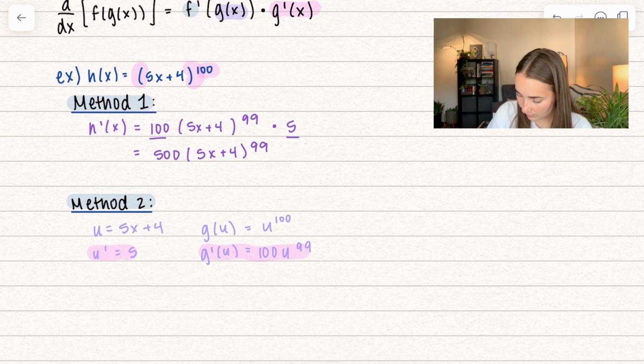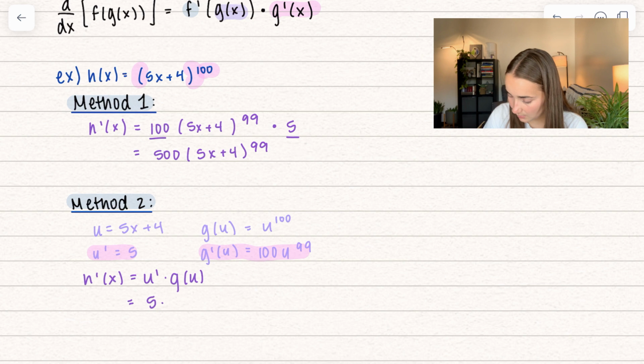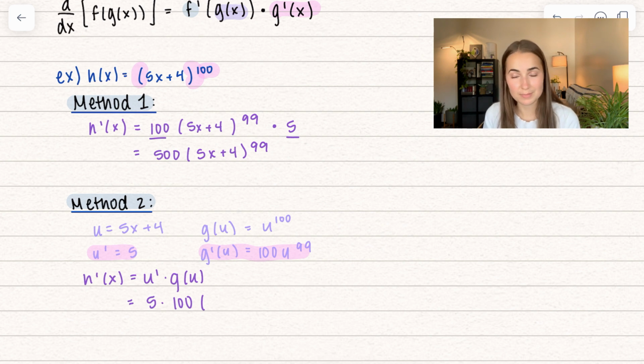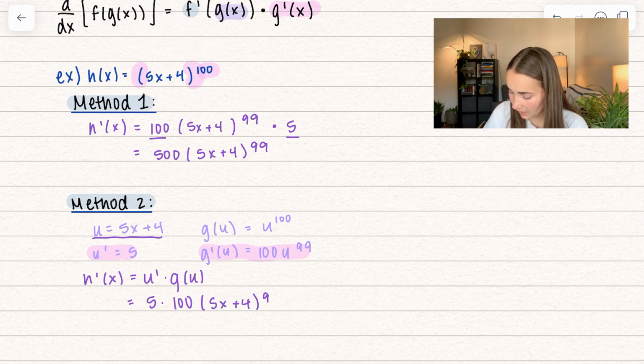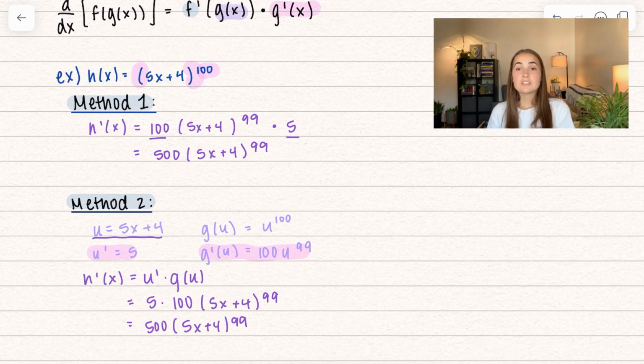So if I were to find the actual derivative, I would have h prime of x is equal to u prime times g prime of u. So when I plug that in, I get 5 times 100. But remember, we're not going to use u because the original problem is in terms of x. So that's why I still need my u up here. I'm going to replace it. So I get (5x + 4) to the power of 99. And when I multiply this out, I get 500 times (5x + 4) all to the power of 99. So that's another method that you can use where you label the different parts and go through the process. But we arrive at the same answer either way, so whatever works for you is what you can do.